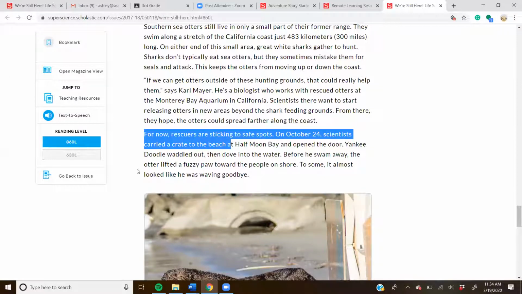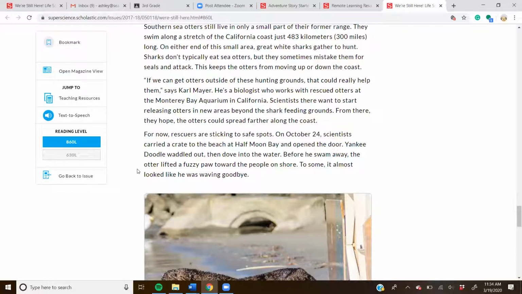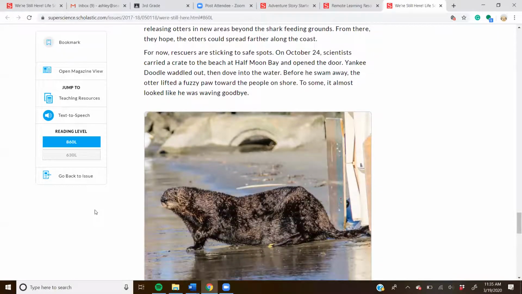Uh-huh, yeah. For now, rescuers are sticking to safe spots. On October 24, scientists carried a crate to the beach at Half Moon Bay and opened the door. Yankee Doodle waddled out and dove into the water. Before he swam away, the otter lifted his fuzzy paws toward the people on the shore. To some, it almost looked like he was waving goodbye.